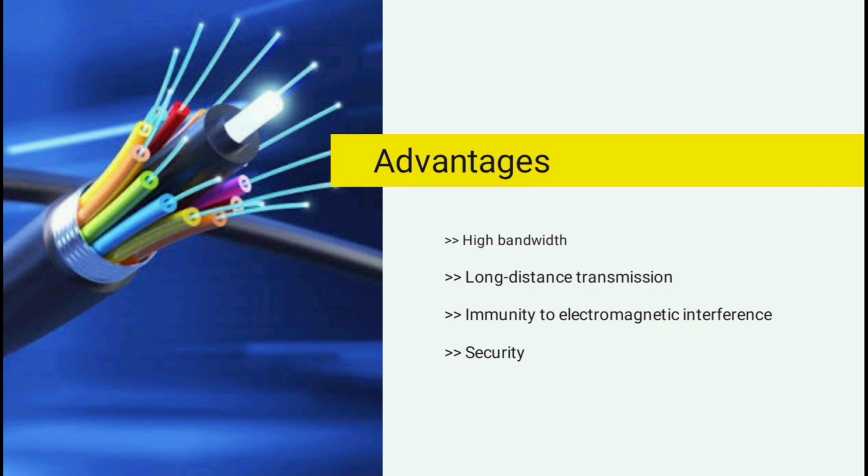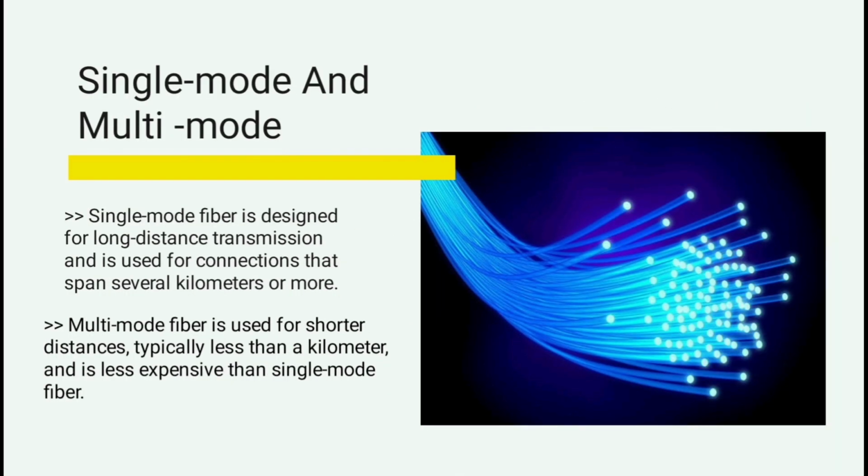Security. Fiber optic connections are more secure than copper connections because they are difficult to tap into without physically accessing the cable. There are two main types of fiber optic connections: single-mode and multi-mode. Single-mode fiber is designed for long-distance transmission and is used for connections that span several kilometers or more. Multi-mode fiber is used for shorter distances, typically less than a kilometer, and is less expensive than single-mode fiber.